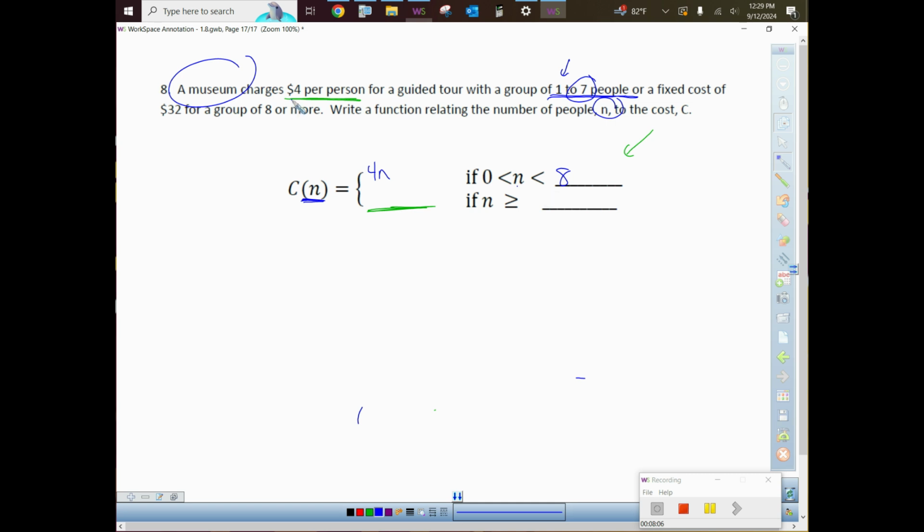pays $4. But man, if you've got a big group coming in, if there's more than that, you're just going to pay $32 for any group that's 8 or bigger. So this is what you pay. Remember, this is going to be the 32. And if the group is greater than or equal to 8 people, where it says 8 or more, you're just going to pay $32 in that case. So that's kind of a weird one.